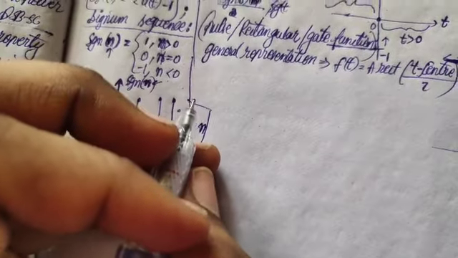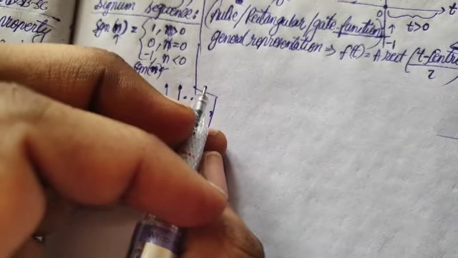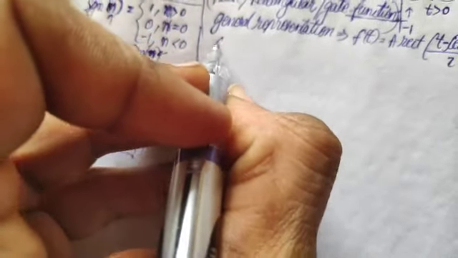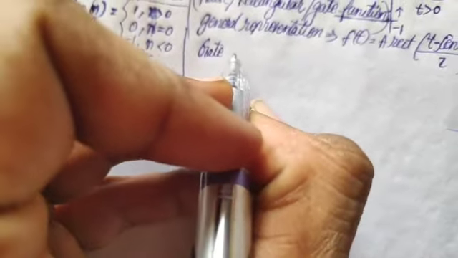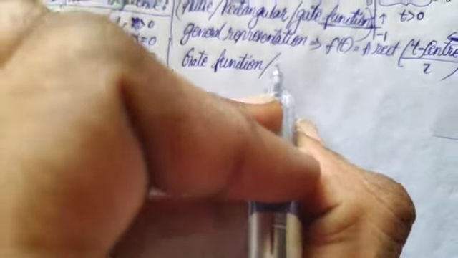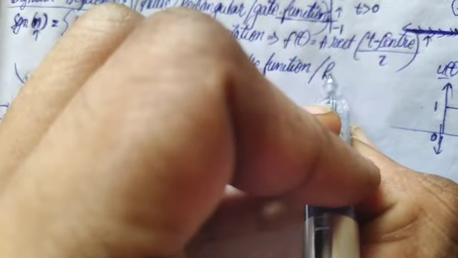Let's understand about the gate, pulse, or rectangular function. So right now I'm going to talk about the gate function, or we can name it as a pulse function, or we can name it as a rectangular function.